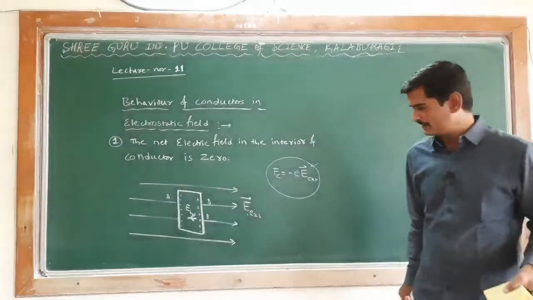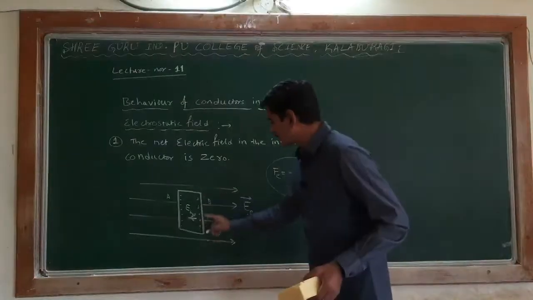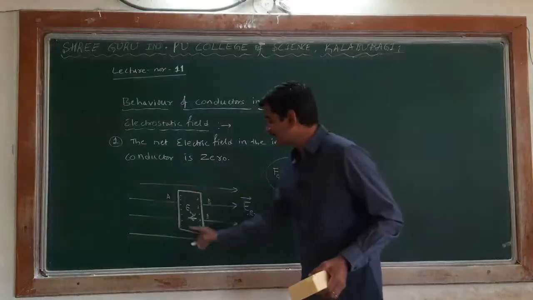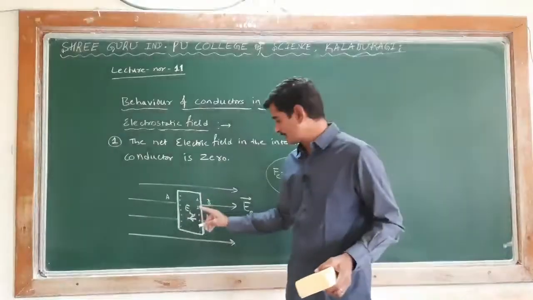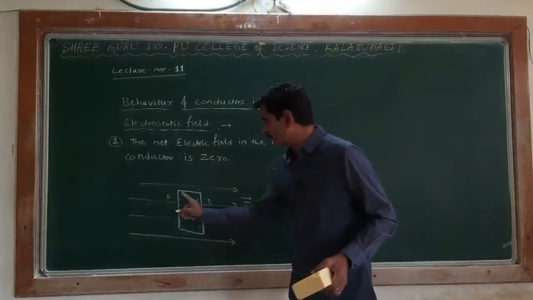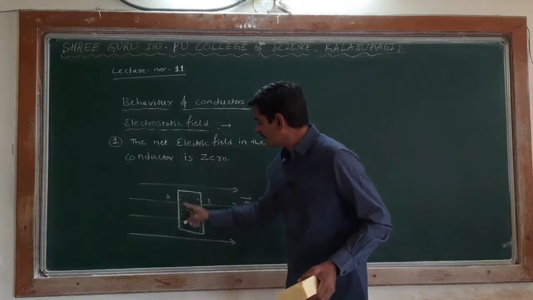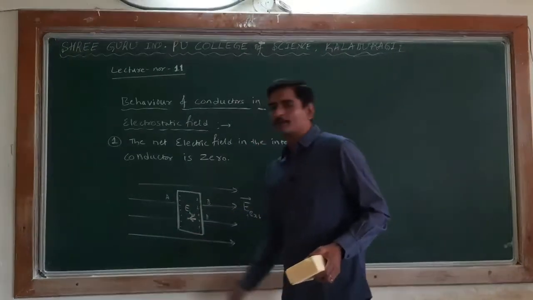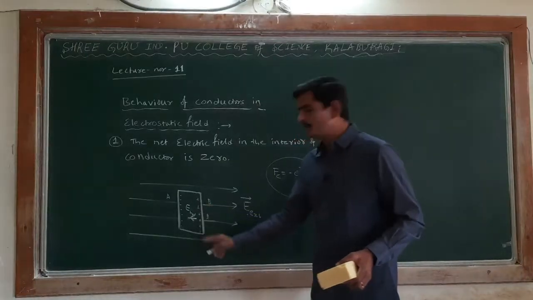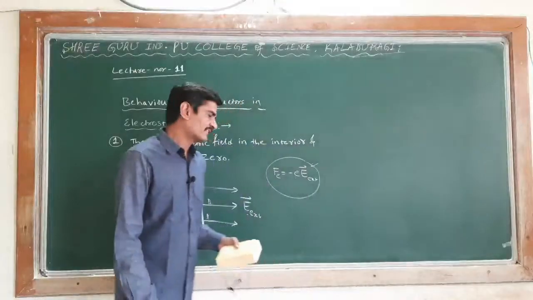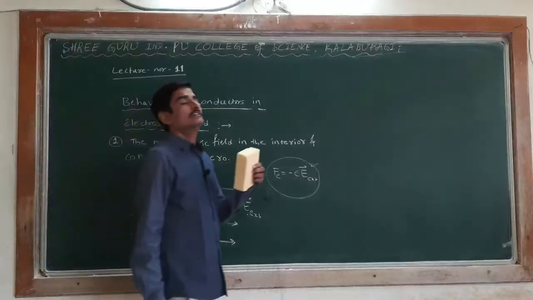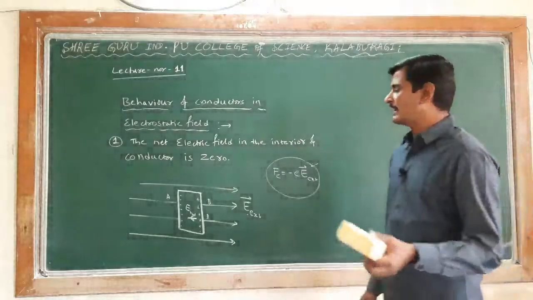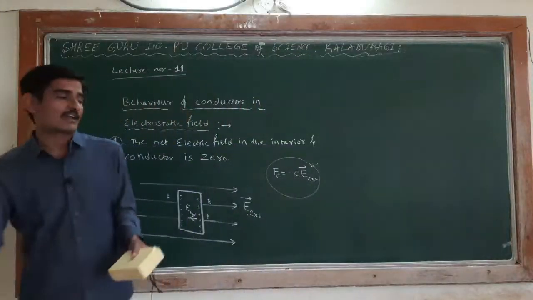So here, when a conductor is placed in an external electric field, the large number of free electrons of the conductor will experience a force minus e times E external, and this force is opposite to the direction of the external electric field. As a result, the electrons will move from end B to end A. A large number of electrons will accumulate at end A, so end A becomes negatively charged and end B becomes positively charged. And this redistribution of electrons will induce an electric field in the interior of the conductor.